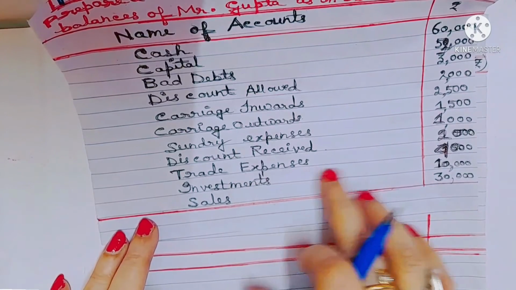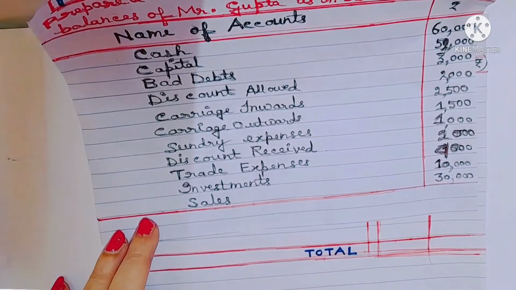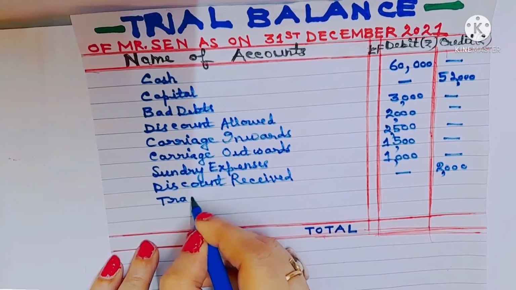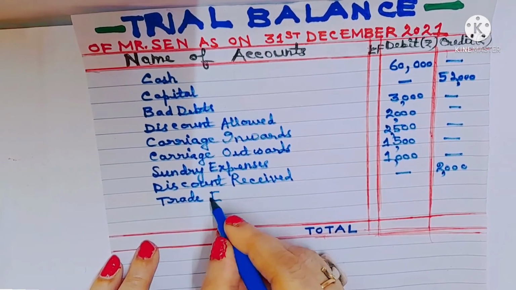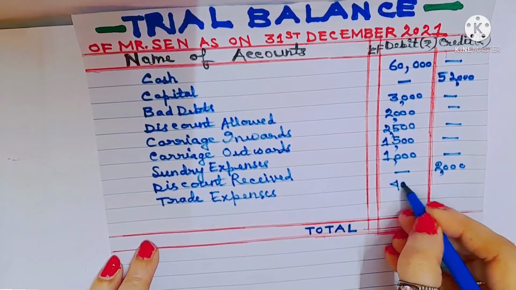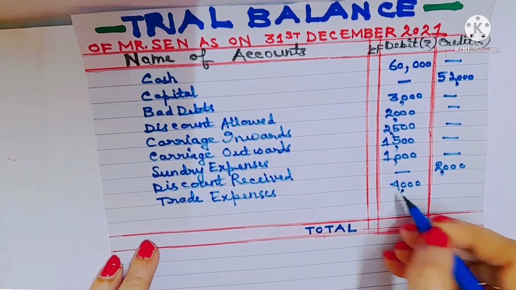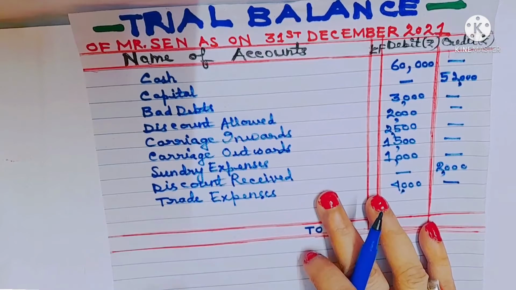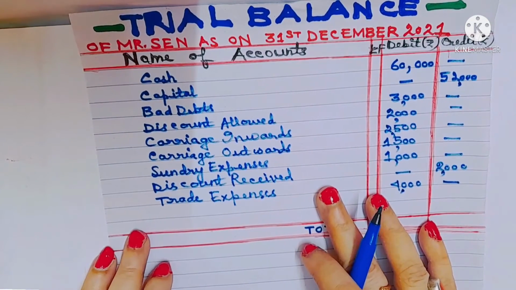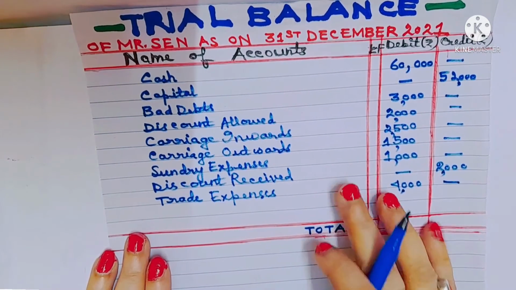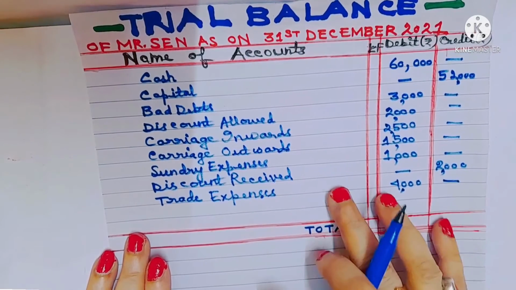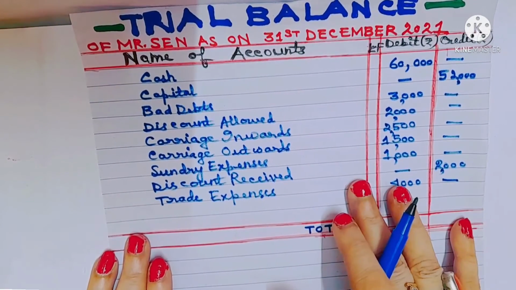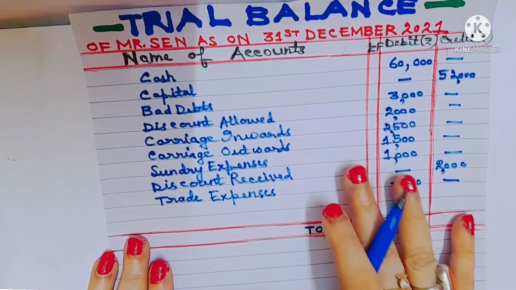Trade expenses 4000. Let's write. Trade expenses means business expenses. Trade expenses 4000. So trade expenses is a debit balance. Why? Because trade expenses falls under nominal account. According to nominal account, all losses and expenses are debited. So trade expenses will be debited because trade expenses is an expense for the business. Understood? Let's see the next account.